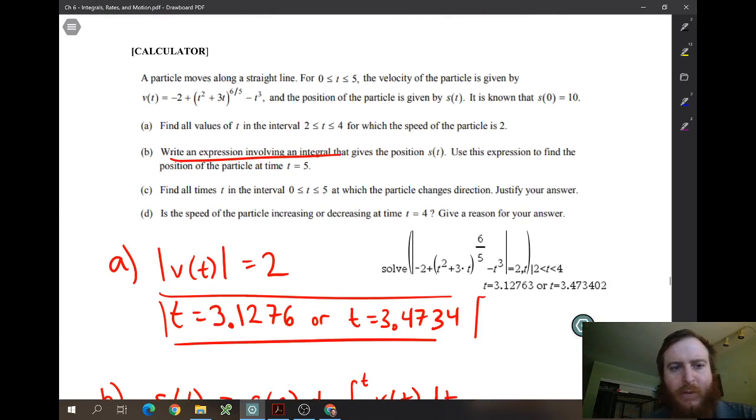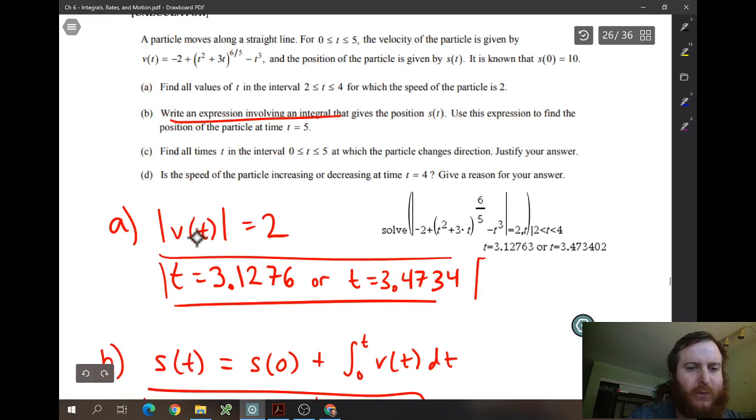Okay, next up we have a velocity question, and they give us a formula for velocity. They tell us that we know that the position at 0 is 10. A says find all the values where the speed of the particle is 2. This is actually a repeat question. We just take the absolute value of v of t, set it equal to 2. On the calculator, I use the solve button, and I get these two values.